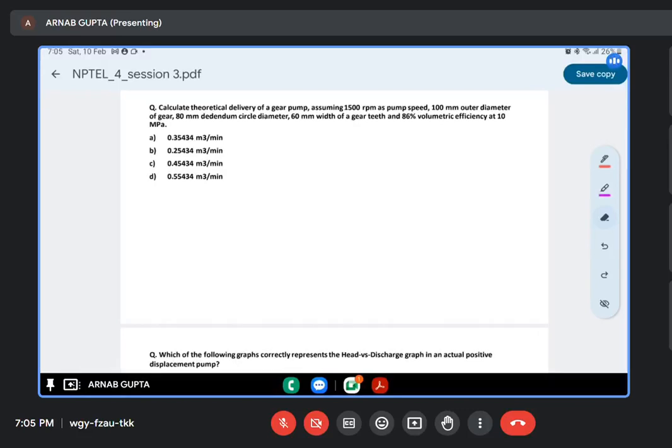Calculate the theoretical delivery of a gear pump assuming 1500 rpm. N is given as 1500 rpm as pump speed, 100 mm as the outer diameter of the gear. Again, same type of problem. So 0.1 meter, and inner diameter is 0.08 meter, the dedendum circle diameter. I hope you know what is addendum and dedendum.